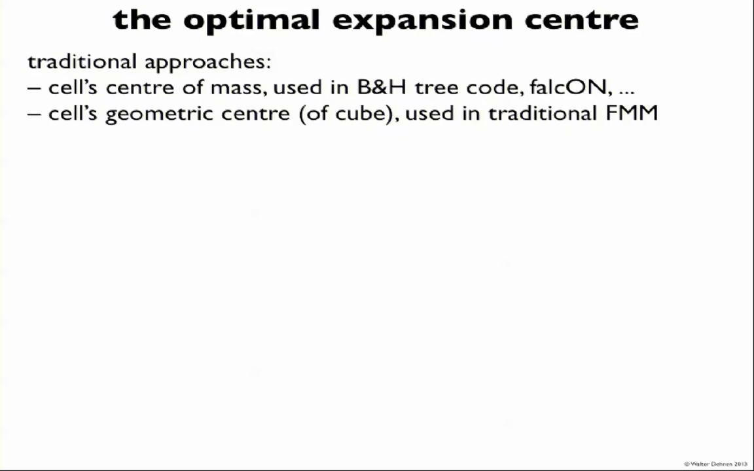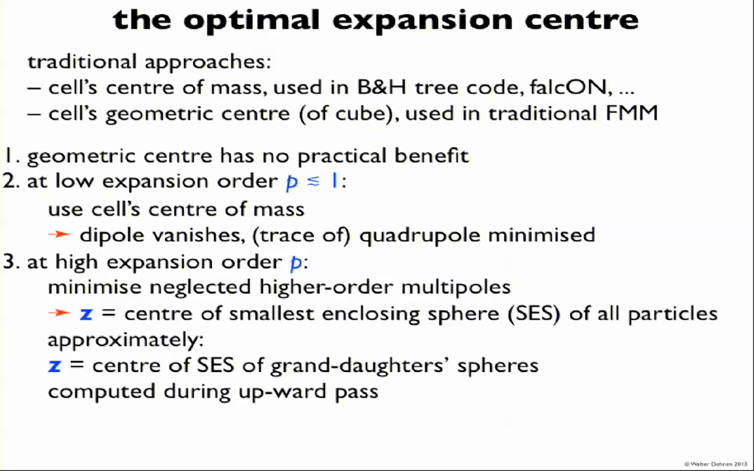I think neither of these is a good idea. Or let's put it this way, not necessarily. First of all, I think there's no practical benefit anymore of using the geometric center. Now, at low expansion orders, if you really only go up to first order or maybe second order, using the cell center of mass is useful because the dipole vanishes, and, for example, at zeroth order, you automatically get first order, and the trace of the quadrupole is minimized, and so the order that you neglect is essentially small. So that may be a good idea for very low order. But at high expansion order, that is not what you want. What you want is to minimize the neglected higher order poles. You want to minimize the poles that you have not taken care of.